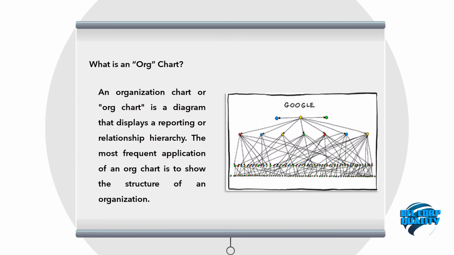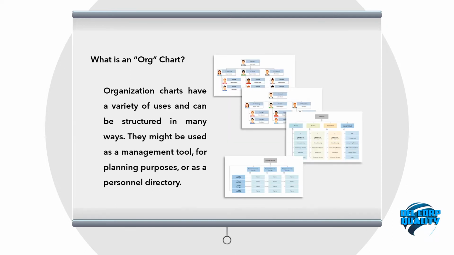An organization chart or org chart is a diagram that displays a reporting or relationship hierarchy. The most frequent application of an org chart is to show the structure of an organization. Organization charts have a variety of uses and can be structured in many ways. They might be used as a management tool, for planning purposes, or as a personnel directory.